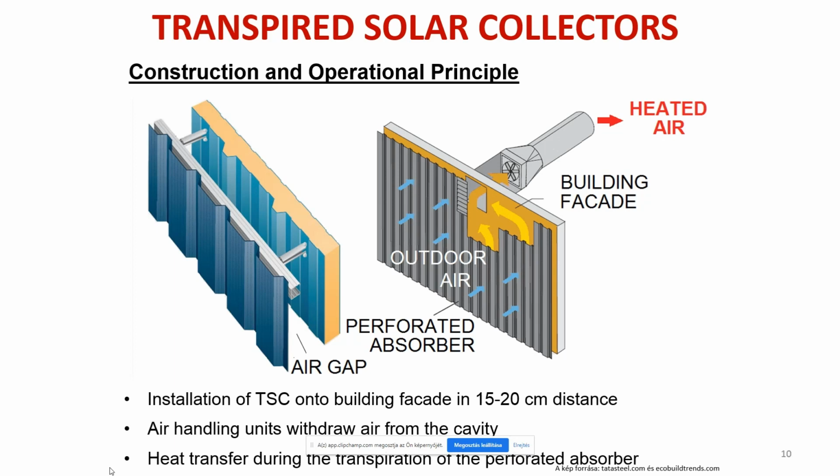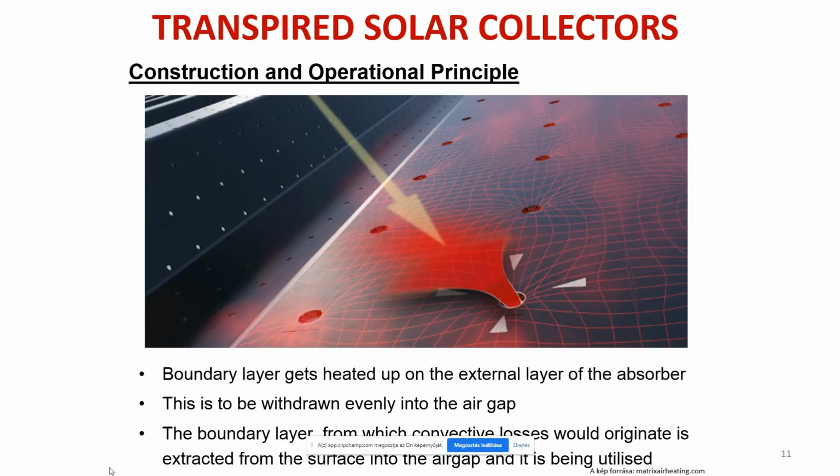However, the air can get into the air gap only through the perforations and not elsewhere, and in this way, the air entering the air gap gets heated up while transpiring this perforated absorber plate. And this is the way the transpired solar collector heats up this fresh ventilation supply.